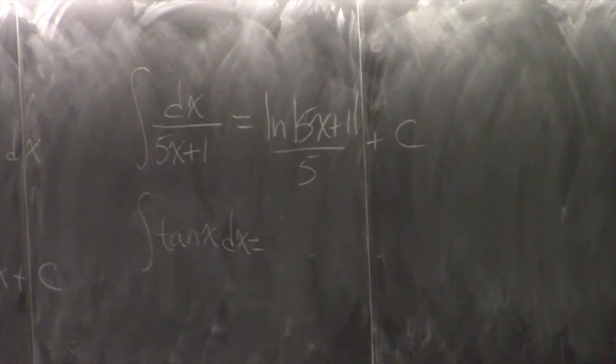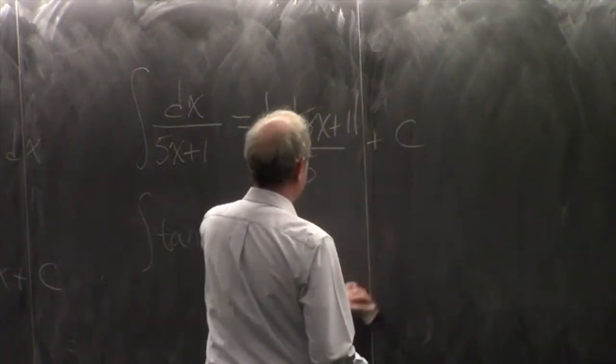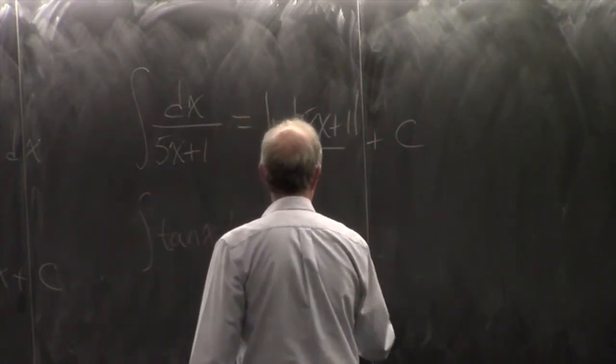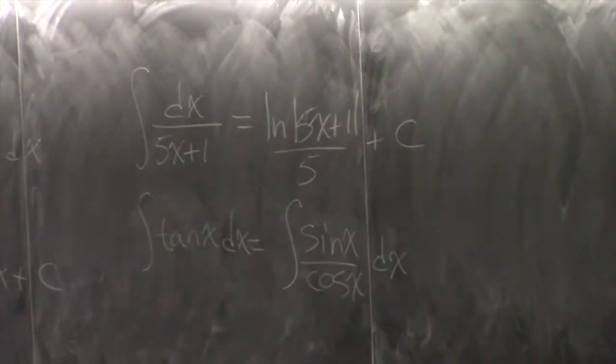Now, what about the integral of tangent of x? No. The derivative of tangent is secant squared, but the integral of tangent is not. Give it a shot. Well, what we're going to have to do is figure out how to do this. So you should make this sine over cosine. And this is one of the ones you're going to want to memorize, so you don't have to do it all the time. And then we use substitution.